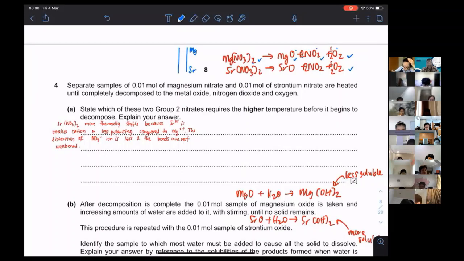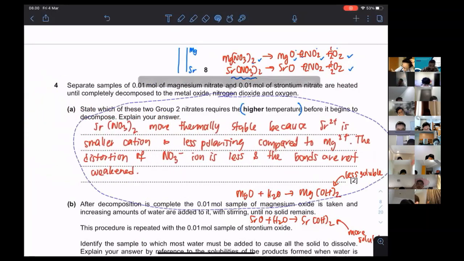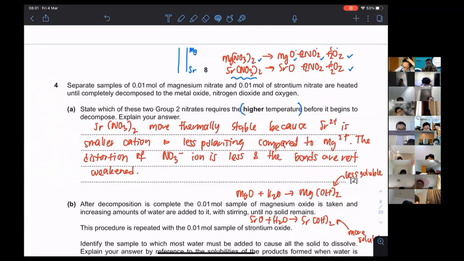Under lattice energy. State which of these group 2 nitrates requires a higher temperature before it begins to decompose. Which one is difficult to decompose? Of course, this one, strontium nitrate. I will just make it bigger so that I don't end up writing it again. Strontium nitrate is going to be more thermally stable, because you talk about the ion polarization.